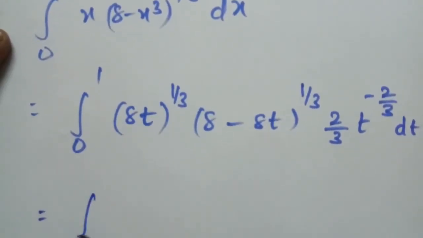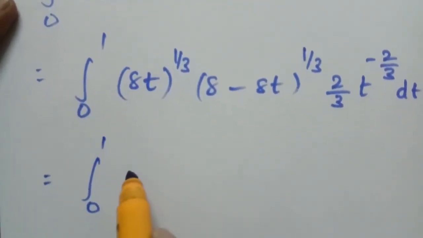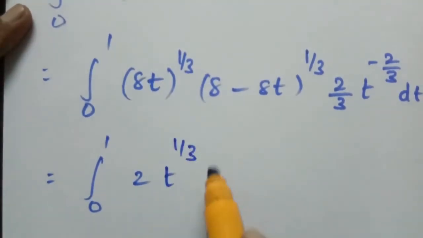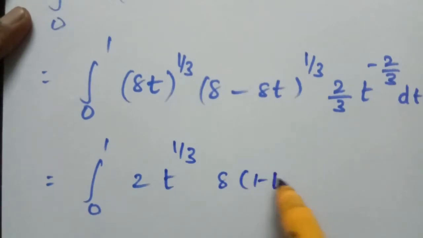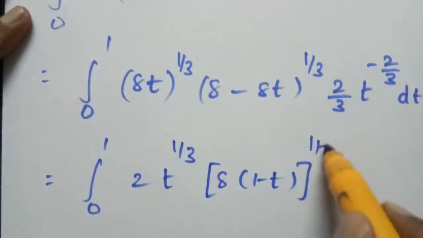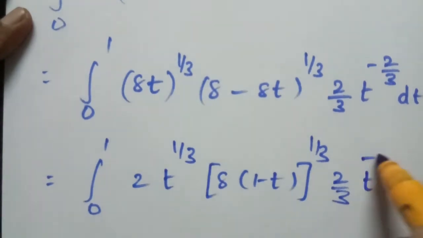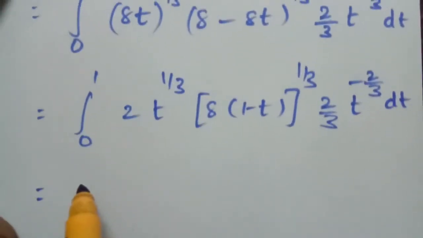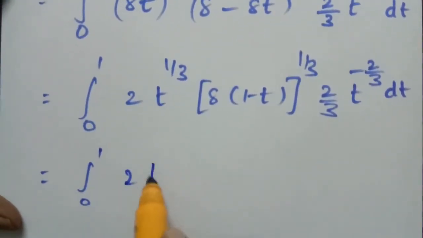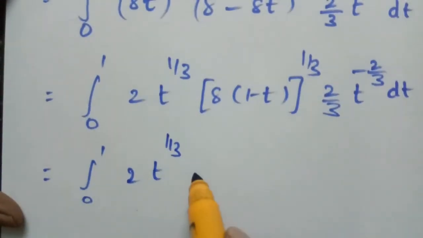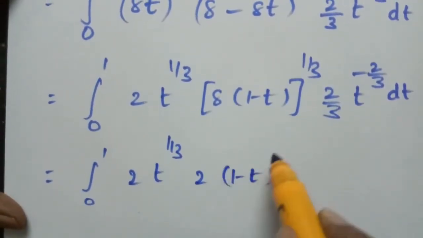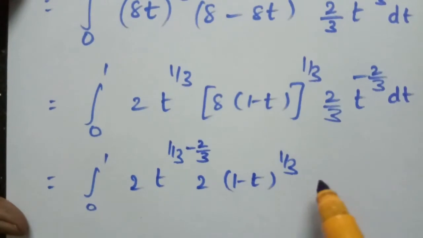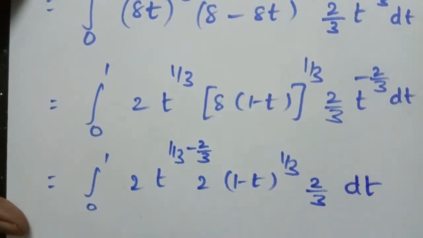This is equal to integral 0 to 1, 8 power 1 by 3, that is equal to 2, since 2 cube power 1 by 3, t power 1 by 3, 8 is a common factor, into (1 minus t) whole to the power of 1 by 3, into 2 by 3 into t to the power of minus 2 by 3 dt. Now integral 0 to 1, 2 into t to the power of 1 by 3 into 8 power 1 by 3, that is 2, (1 minus t) whole to the power of 1 by 3, t to the power of minus 2 by 3. So the bases are equal, we are adding the powers, into 2 by 3 dt.